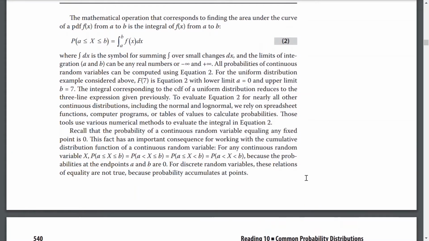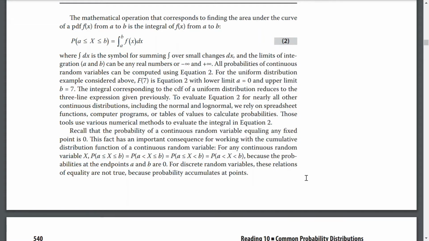The mathematical operation that corresponds to finding the area under the curve of the PDF f(x) from a to b is the integral of f(x) dx from a to b. So we use calculus, where the integral symbol denotes summing over small changes dx, and the limits of integration a and b can be any real number, or negative infinity to positive infinity. All probabilities of continuous random variables can be computed using Equation 2. For the uniform distribution example considered above, F(7) is Equation 2 with lower limit a equals 0 and upper limit b equals 7. The integral corresponding to the CDF of a uniform distribution reduces to the three-line expression given previously.